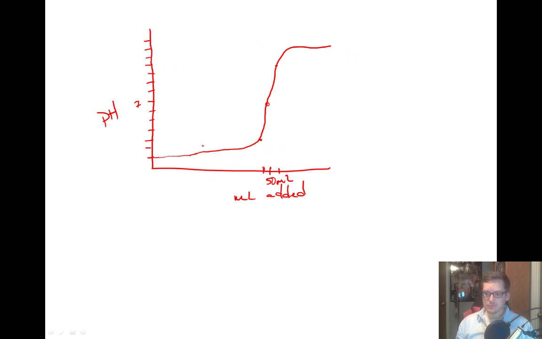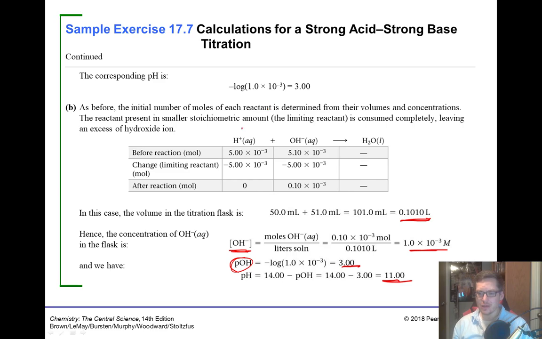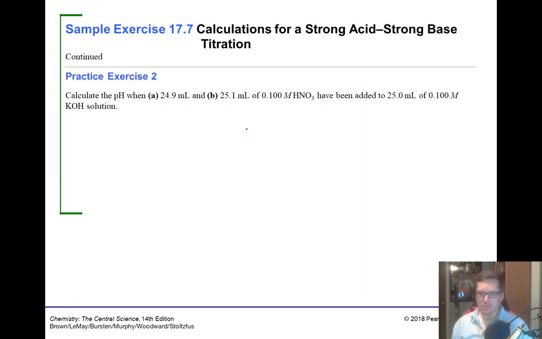All right. So anyway, that's what our titration curve would look like, and really this is zoomed in, and so it's not quite as steep as it could be if I drew it a little bit more zoomed out. But anyway, so that's that. All right. Let's do a practice problem.